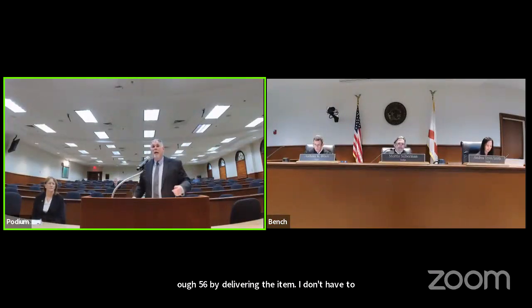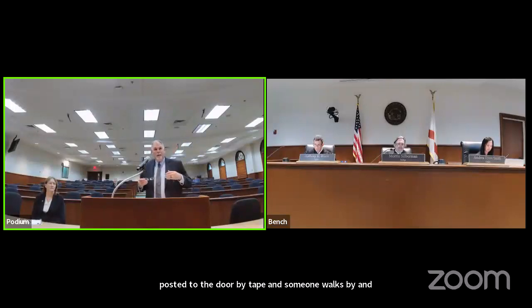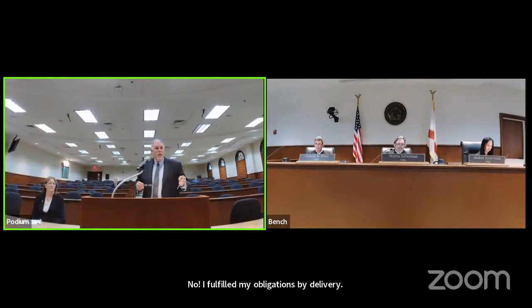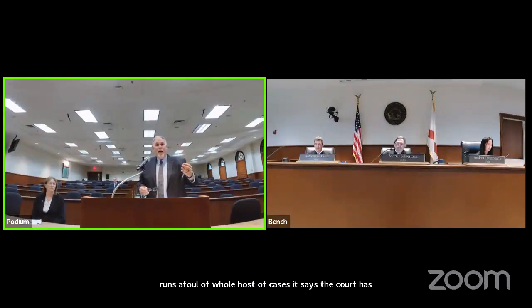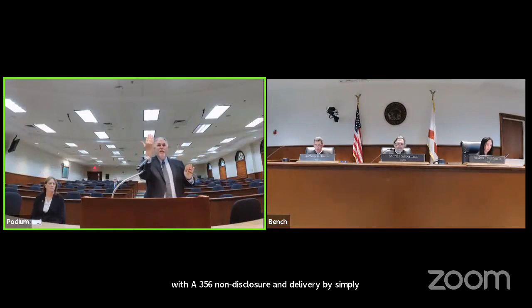The same thing can be said if the notice is posted to the door by tape, and someone walks by and tears it off. Is the landlord now saying, I've been deprived of my right to evict? No. I fulfilled my obligations by delivery. The idea that you can't put it in an envelope and tape it to the door or slip it through the crack, and protect confidential information and disclosure while at the same time complying with 83.56, runs afoul of a whole host of cases that say the court has to read these statutes in harmony. And you can comply with 83.56, non-disclosure, and delivery by simply turning the document over, taping it face in. Any simple act.